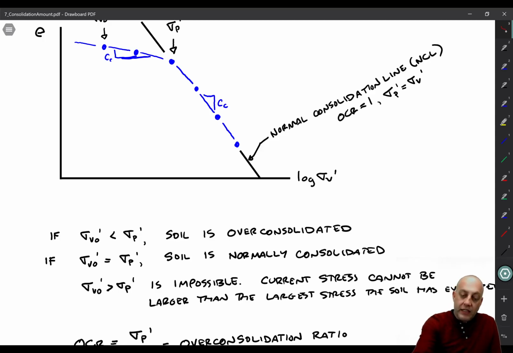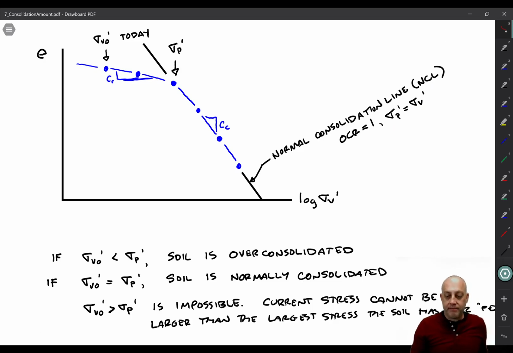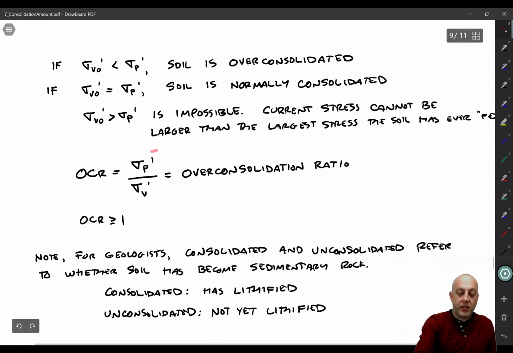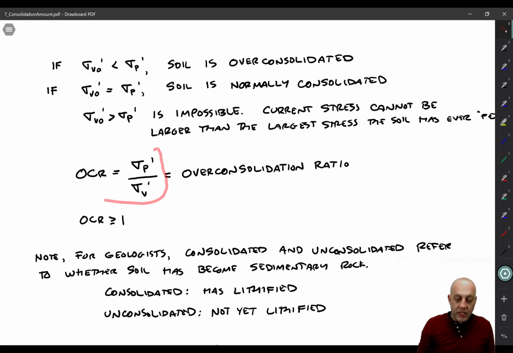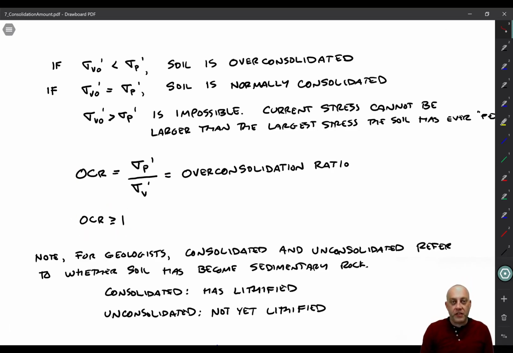Okay, so that line where OCR equals 1 is called the normal consolidation line, or NCL. And we have OCR equals 1, and we have sigma p prime equal to sigma v prime on that line. All right, now the overconsolidation ratio is defined here. It's sigma p prime divided by sigma v prime. And OCR by definition has to be greater than or equal to 1. If it's equal to 1, the soil is normally consolidated. If it's greater than 1, the soil is overconsolidated.